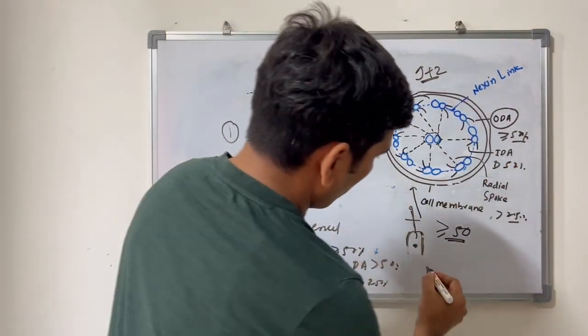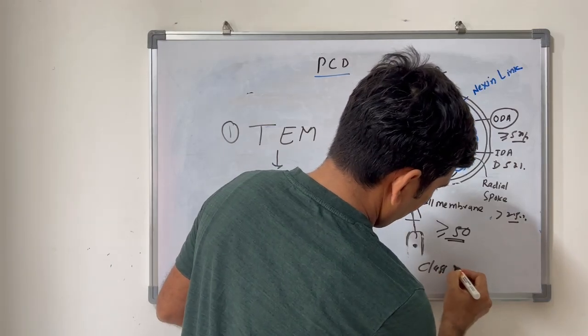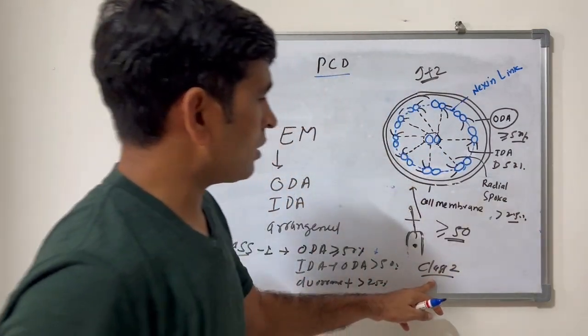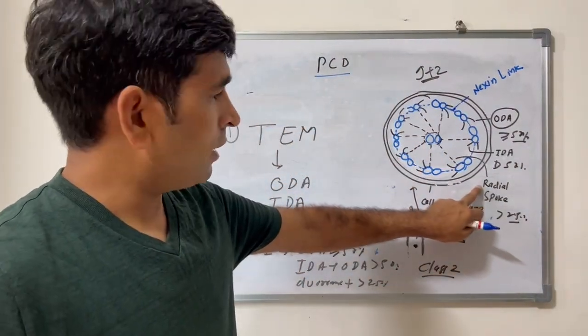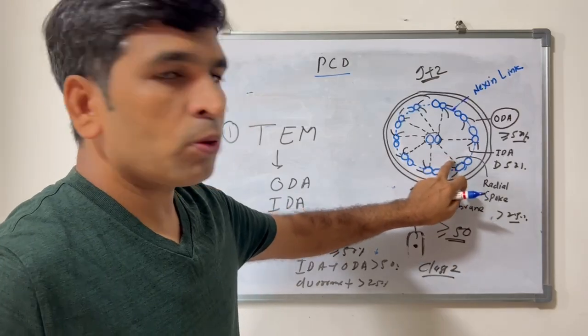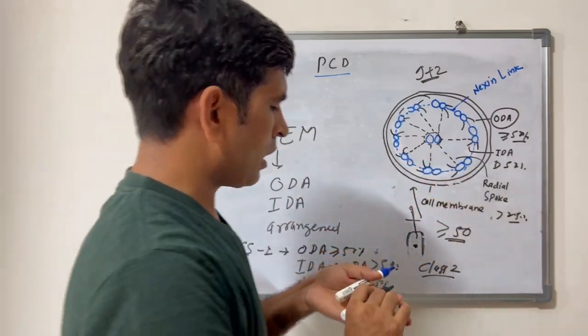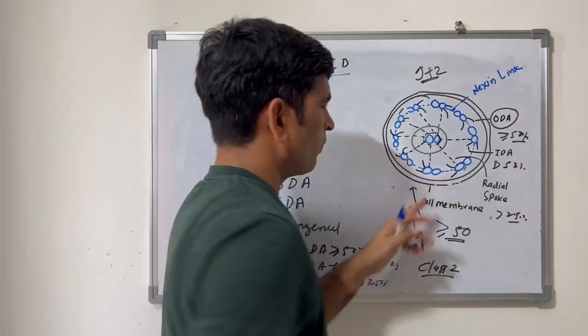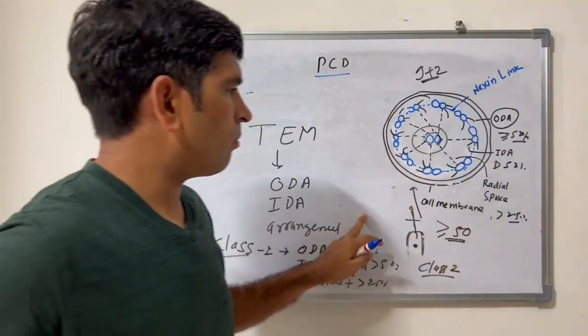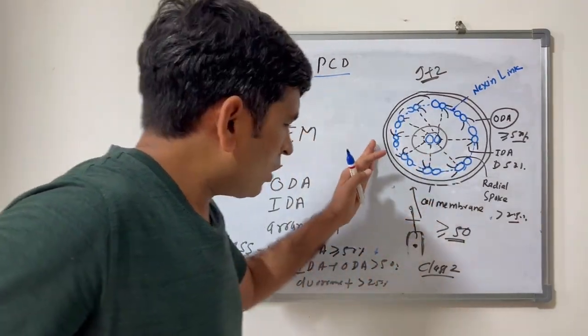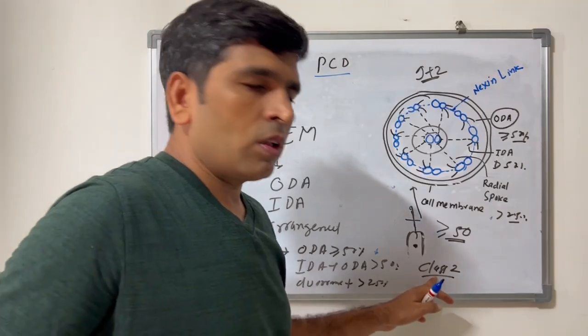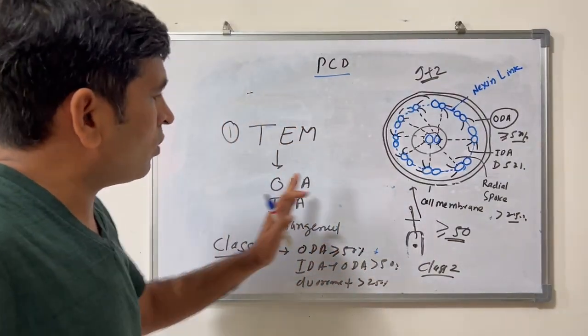What is a class 2 defect? In class 2, there is disarrangement of the radial spoke, which may be defective, or there is absence of the central microtubule. So these are the class 2 defects.